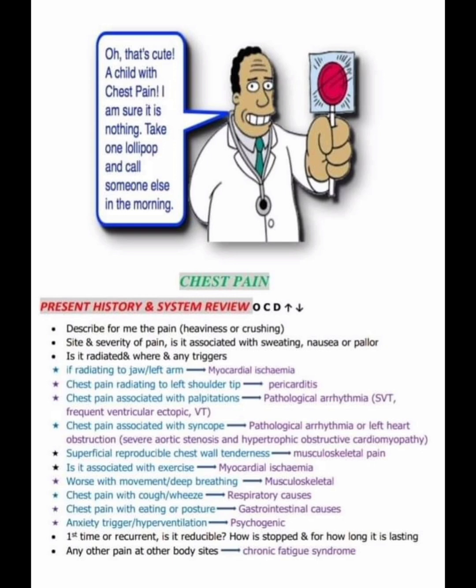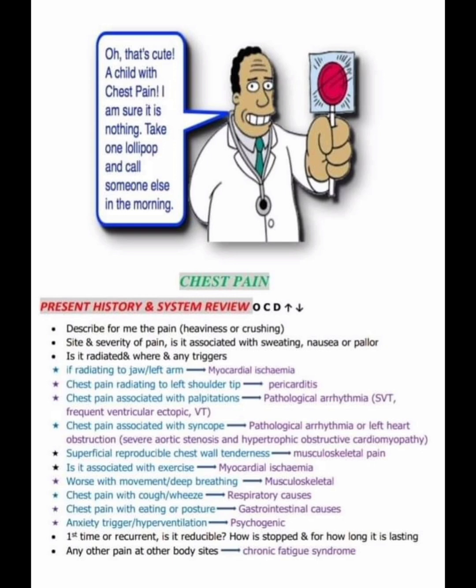If the chest pain is radiating to the jaw or left arm, then that is myocardial ischemia. If the chest pain is radiating to the left shoulder tip, that is pericarditis. If the chest pain is associated with palpitations, then that is pathological arrhythmia like supraventricular tachycardia, frequent ventricular ectopics and ventricular tachycardia. And if the chest pain is associated with syncope, then it can be pathological arrhythmia or left heart obstruction, severe aortic stenosis and hypertrophic obstructive cardiomyopathy.